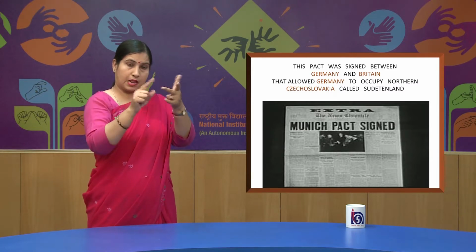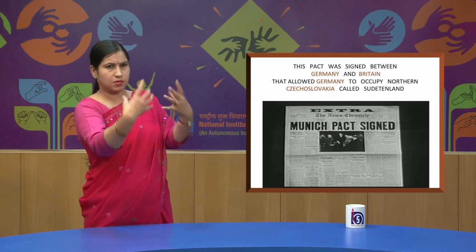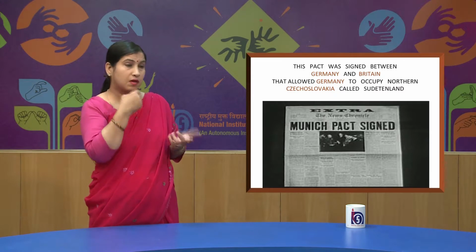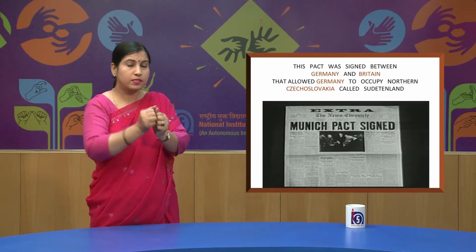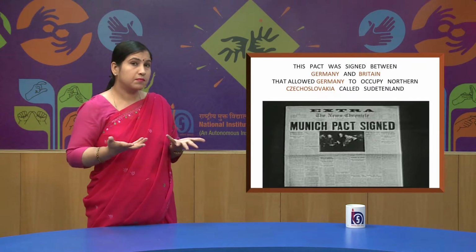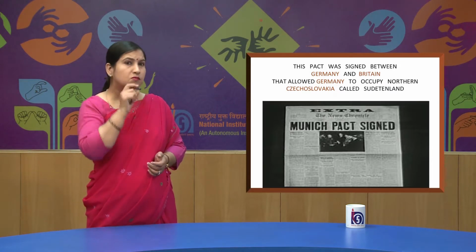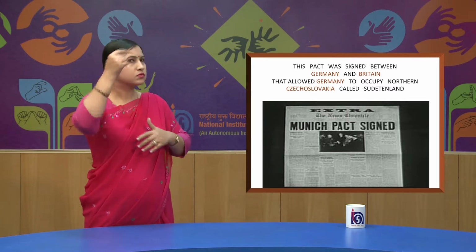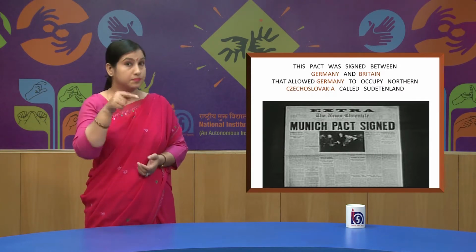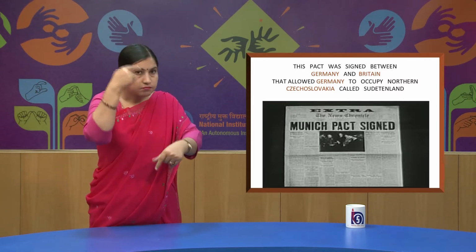However, Russia signed an agreement with Germany by which they both agreed not to attack each other. This gave Russia time to prepare for any war in the future. Thus, the stage was set for another world war, and it was just a matter of time till it actually happened.